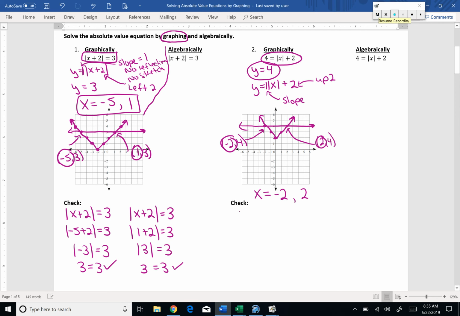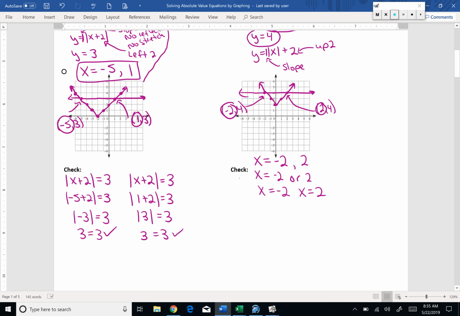So when we check, and it doesn't matter, guys, the order you write those in. If you put +2 and then -2, that's not an ordered pair. You could also write x equals -2 or 2, or write x equals -2 and another x equals 2. It's not an ordered pair. It doesn't matter which solution you write first. It does not matter at all.